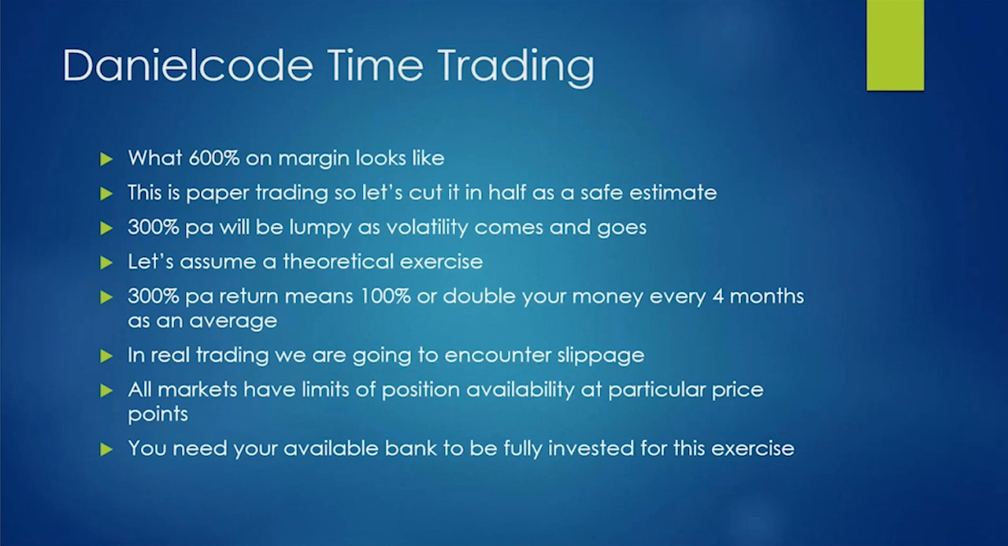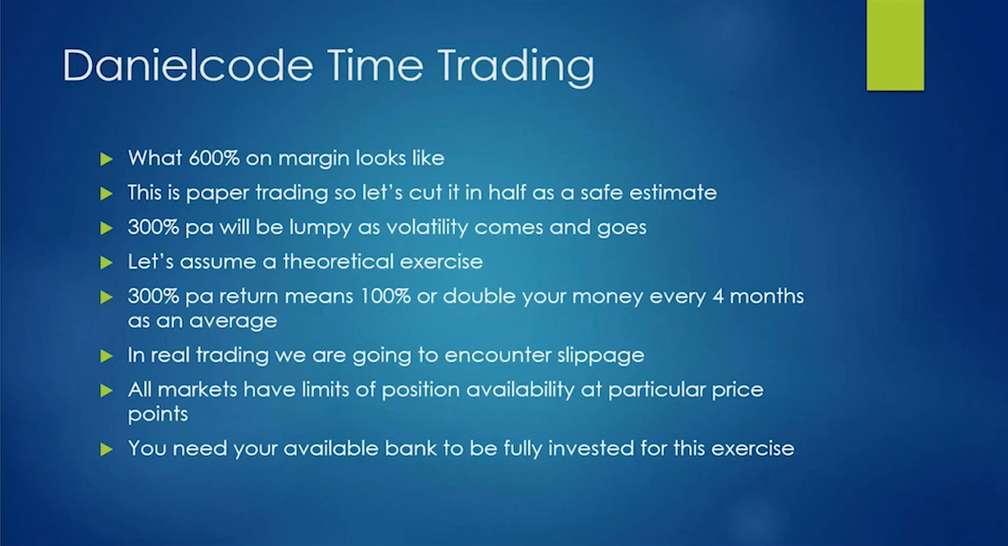So let's take a theoretical exercise. 300% per annum means 100%, or double your money, every 4 months as an average. Now, I know you can't tell when that volatility is going to come, but over a period of time, it'll even out. In real trading, we're going to encounter slippage. All markets have limits of position availability at particular price points. Recently, I know the S&P E-mini was as small as 48 contracts per individual price point. That's part of why you get slippage.